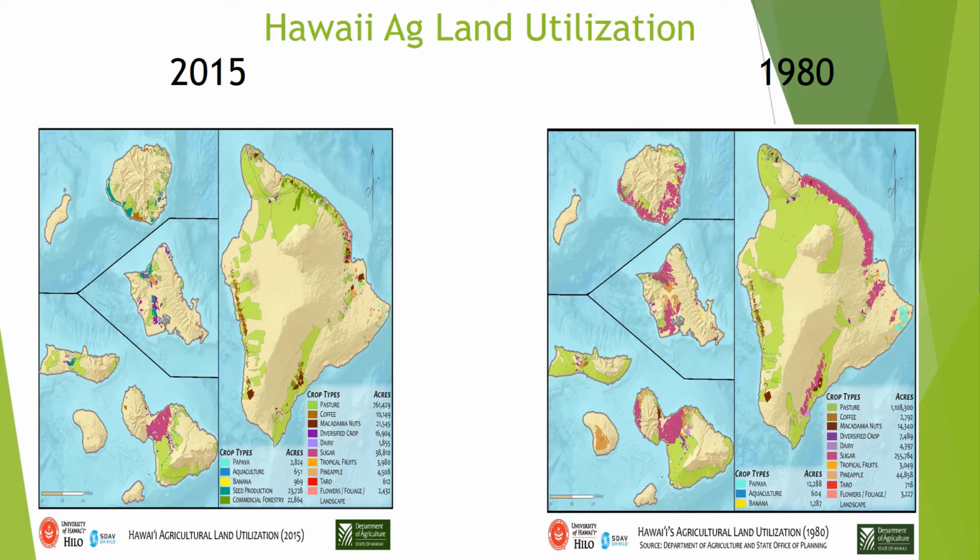So here we have a couple of different maps, one from 2015 and one from 1980, showing the ag land utilization for Hawaii. In 1980, there were over 350,000 acres in crop production, 85% of which was tied in with sugar and pineapple. In 2015, total crop acres in production had dropped to just a little over 150,000 acres, with 20% of that being in sugar and pineapple.